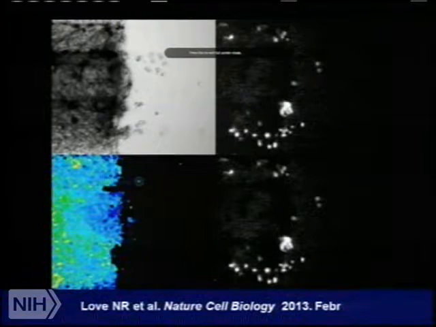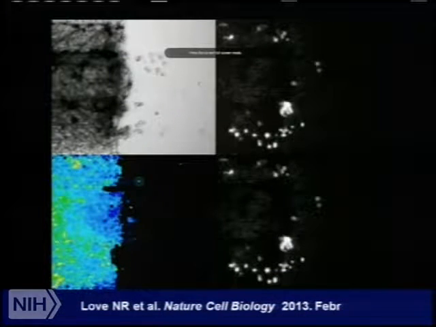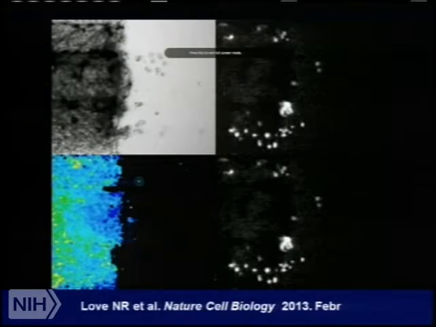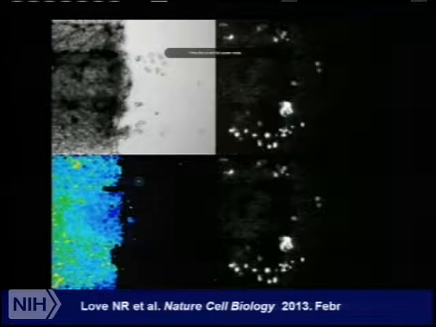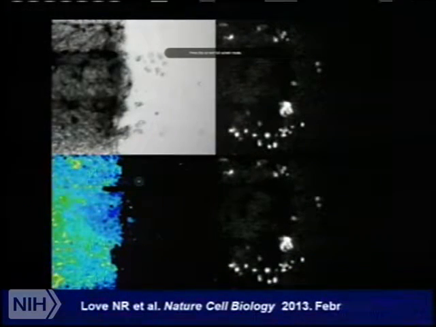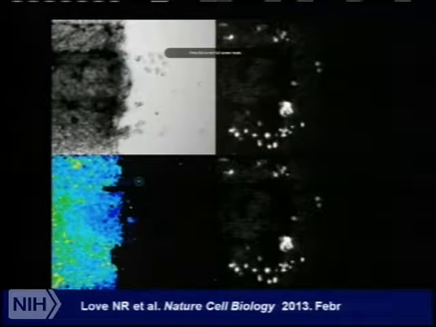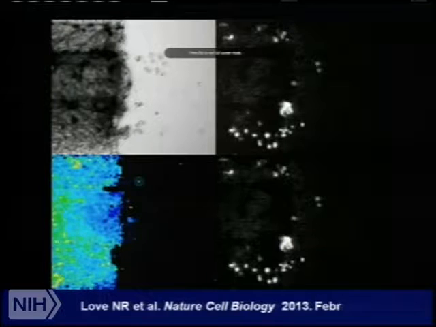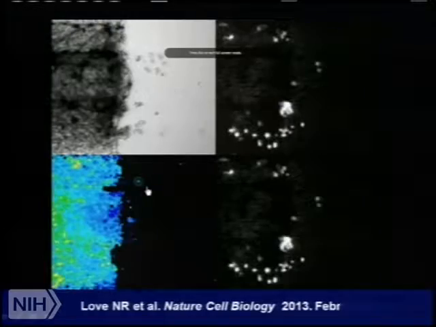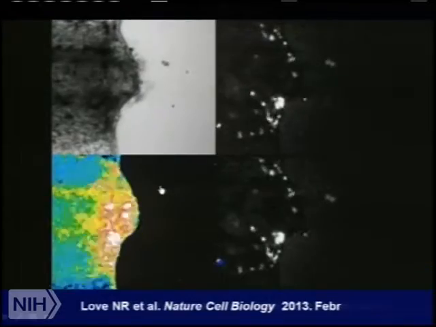The lower part is when they express a construct which detects changes in hydrogen peroxide. If the scale moves to red and white, it means you have more production of reactive oxygen species like hydrogen peroxide. And here you will also see windows where they trace the inflammatory cells. So hopefully it will work. You see that the tails start to regrow.